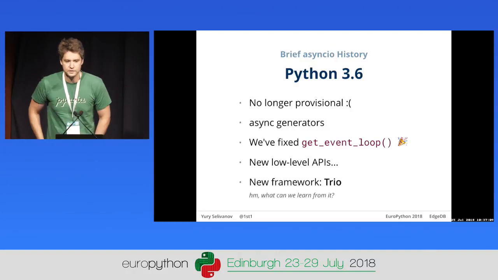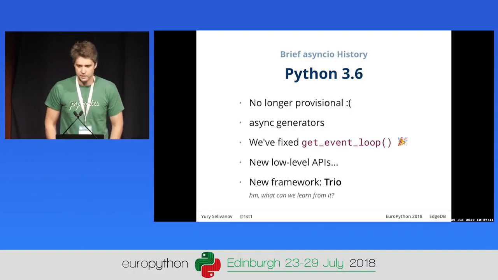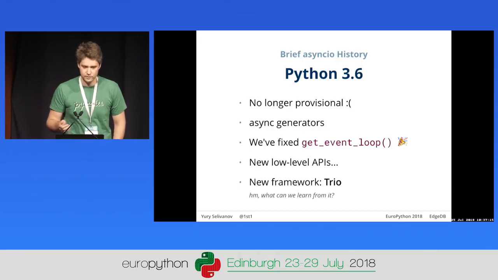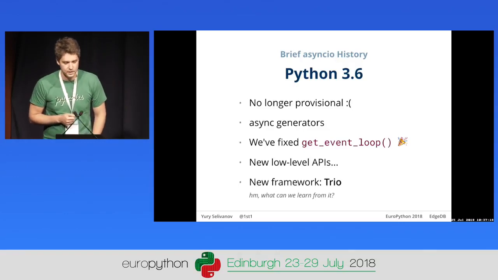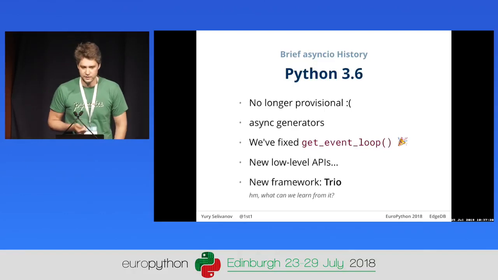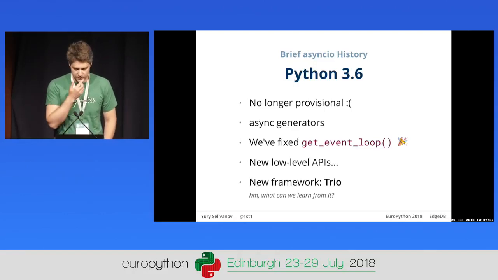So in Python 3.6, asyncio stopped being provisional. That means that the evolution cycle for it got longer. We had to wait for a major release. We got asynchronous generators and asynchronous comprehensions landed in Python.